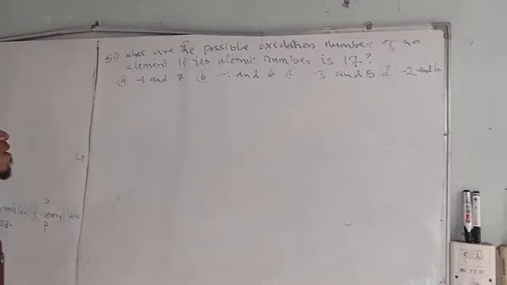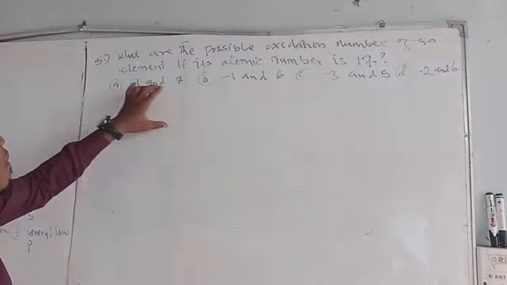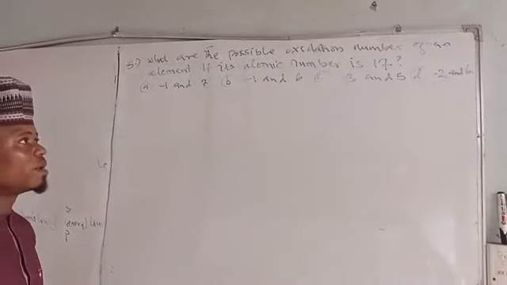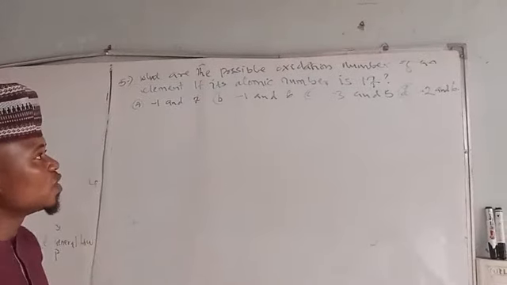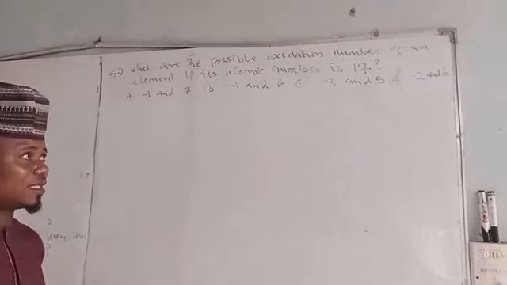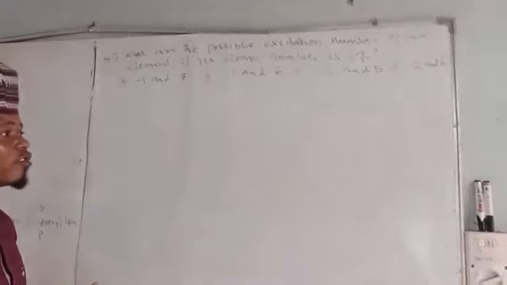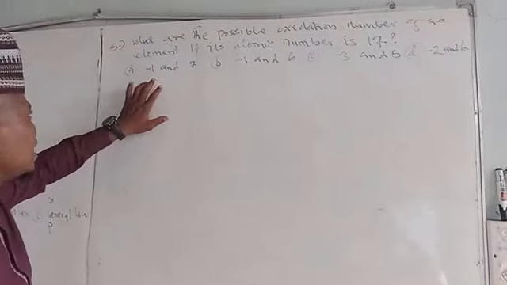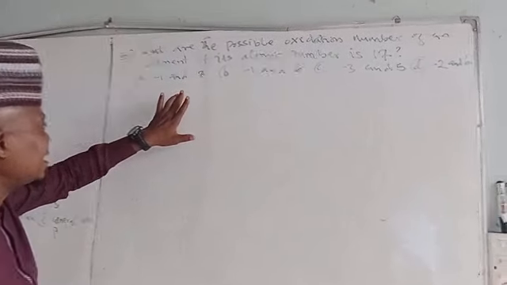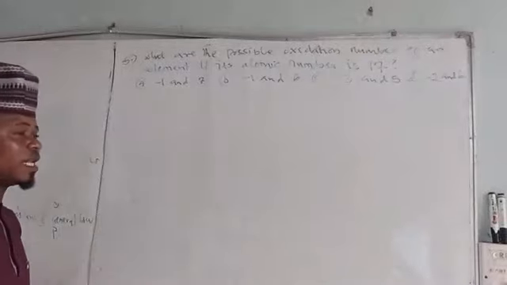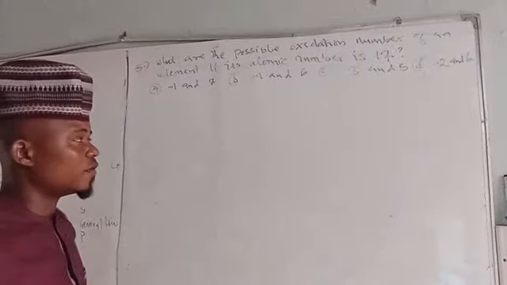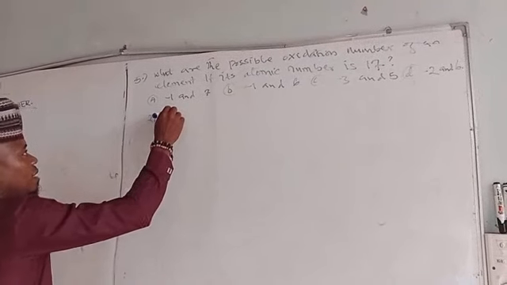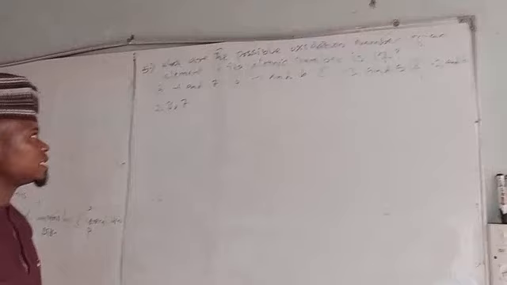Question 5. What are the possible oxidation numbers of an element if its atomic number is 17? Before you can answer this question, you must know the electronic configuration of elements and the concept of valence electron and valency. They have given us the oxidation number and the number of valence electrons. Now, write the electronic configuration of this element. We're going to have 2, 8, 7. That is the electronic configuration of the element.